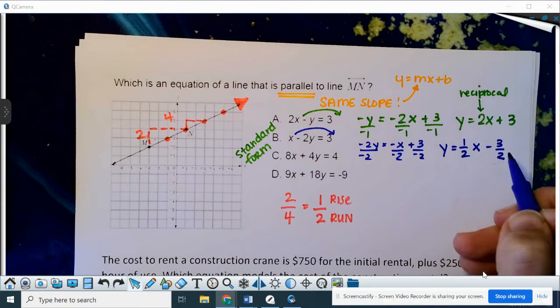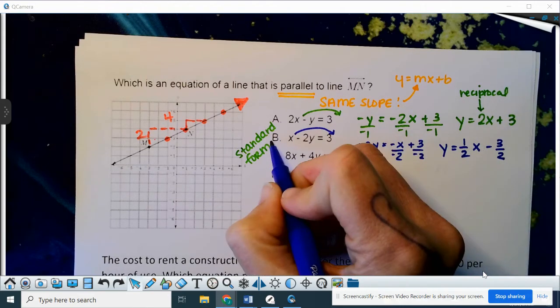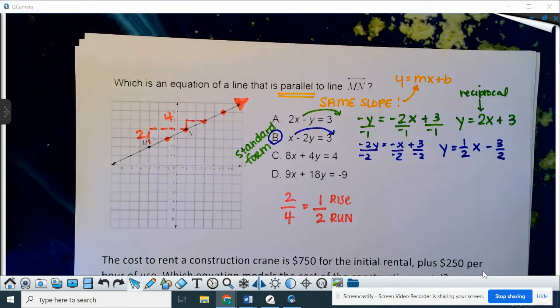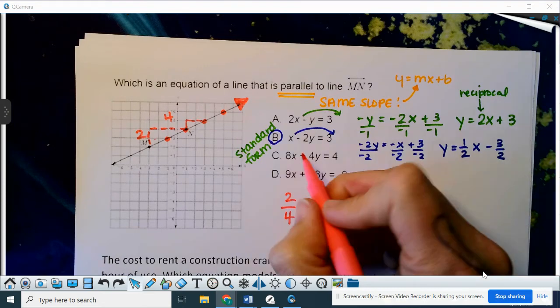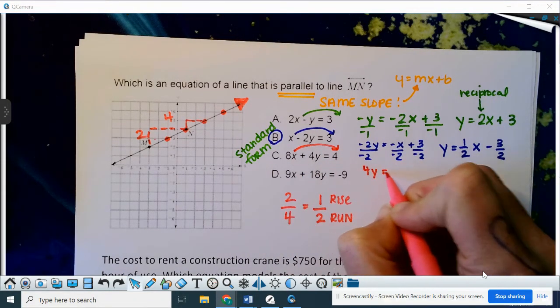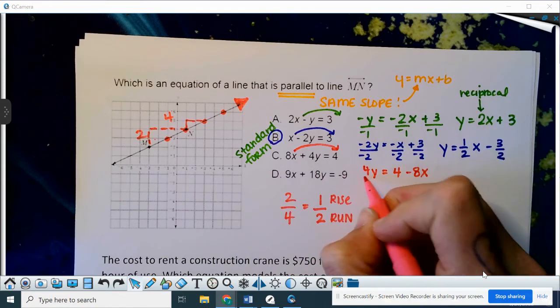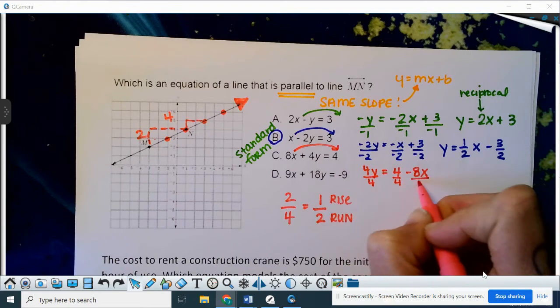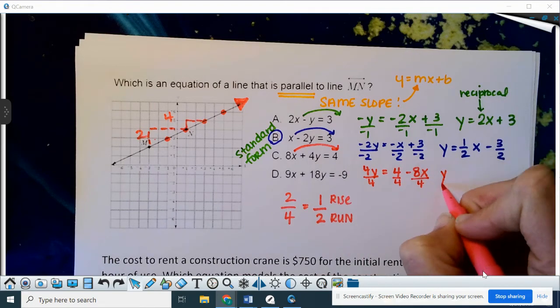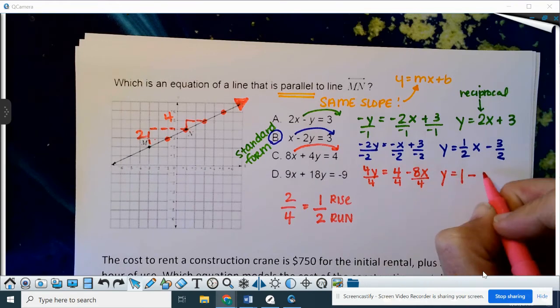So from here, that means our slopes are the same. So this one's looking pretty good at the moment, but we want to make sure and double check. Also doesn't hurt to practice moving these guys. So 8x, move it. So I end up with 4y equals 4 minus 8x, because it's the inverse as I move it across the equal marks. Divide everything by 4. And that's going to give me y equals 1 minus 8 divided by 4 is 2x.